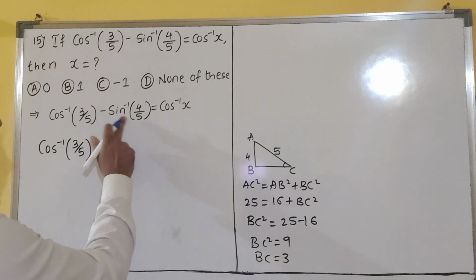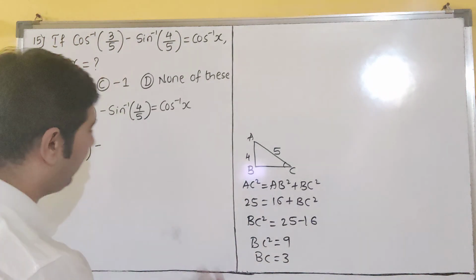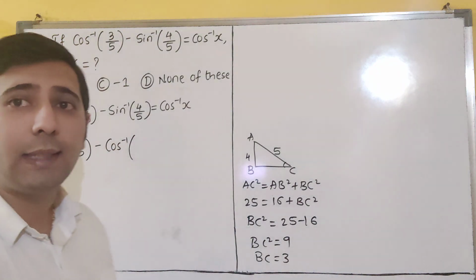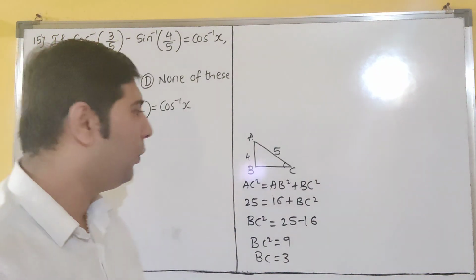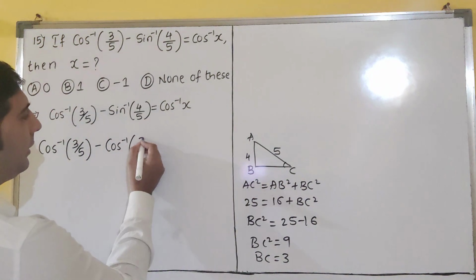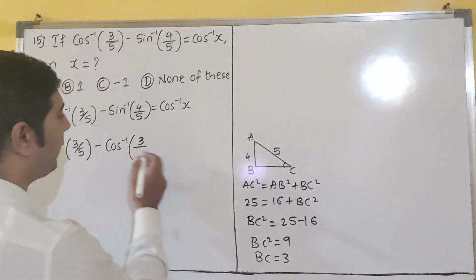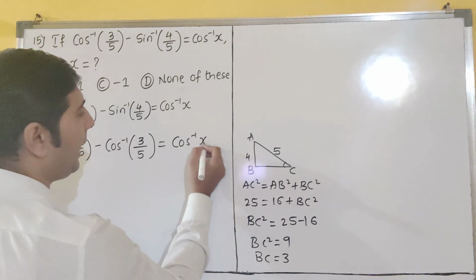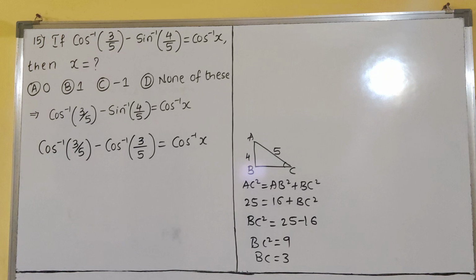Now I am converting sin inverse to cos inverse. So cos inverse I will write adjacent by hypotenuse. What is your adjacent? Adjacent is BC. BC is how much? 3. Hypotenuse is how much? 5, dear students. Is equal to cos inverse x we can write. Cos inverse x we have written as is.